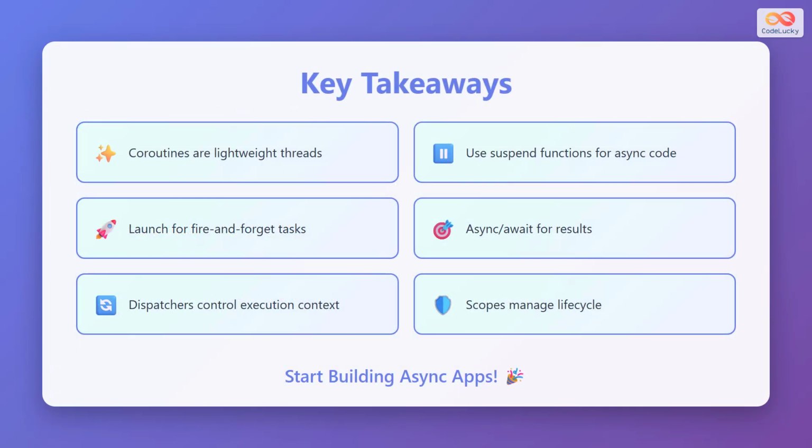Let's recap what we've learned about Kotlin Coroutines. Coroutines are lightweight threads that allow efficient concurrent programming. Use suspend functions to write asynchronous code that can be paused and resumed. Use launch for fire and forget tasks where you don't need a return value. Use async with await when you need to perform concurrent operations and retrieve results. Dispatchers control the execution context, letting you specify which threads your coroutines run on. And coroutine scopes manage the lifecycle of your coroutines, ensuring proper cleanup and preventing memory leaks. With these fundamentals, you're ready to start building asynchronous applications with Kotlin Coroutines.